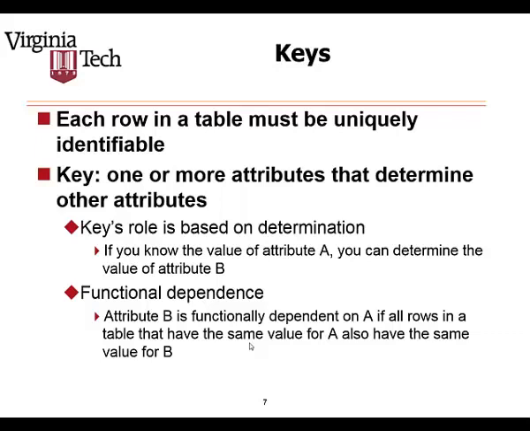Right? So functional dependence is this idea that if we know the value of one attribute, we can find the value of other attributes. And so in our world, what that means is if we know the value of the key, then we can find all of the other values that have come from the entity in the world that is identified by that key value.